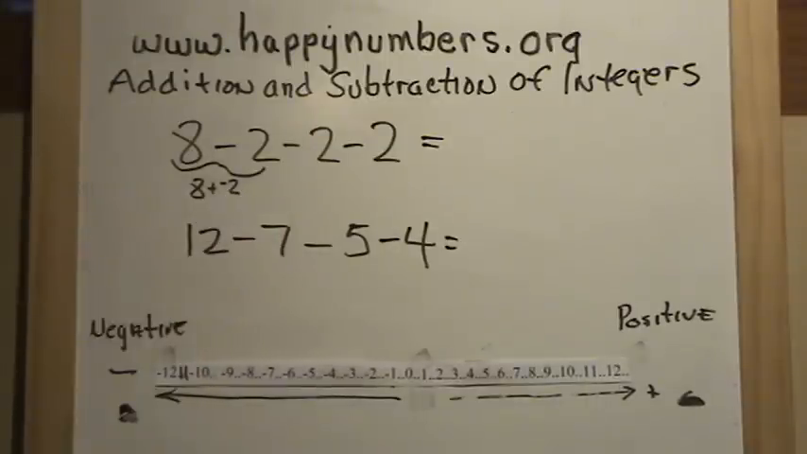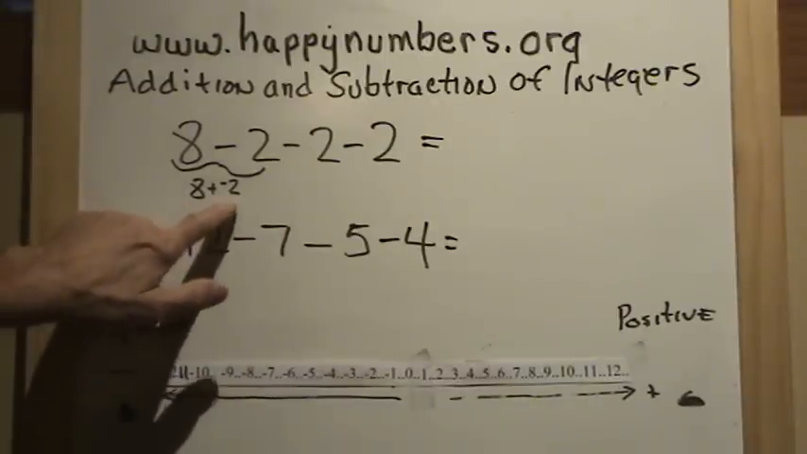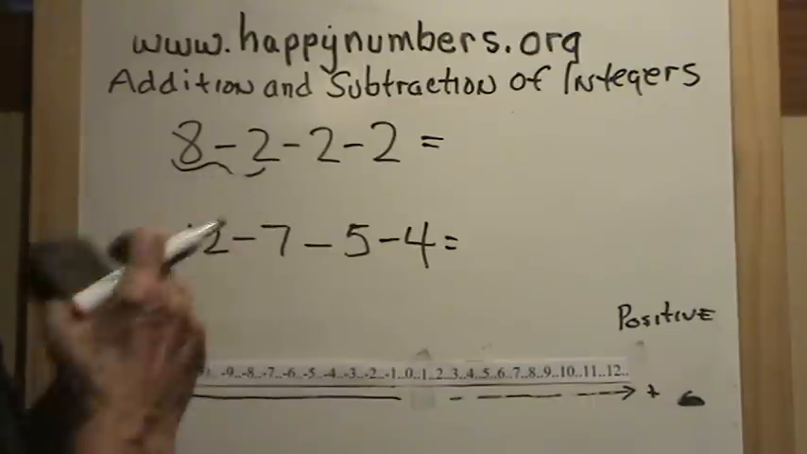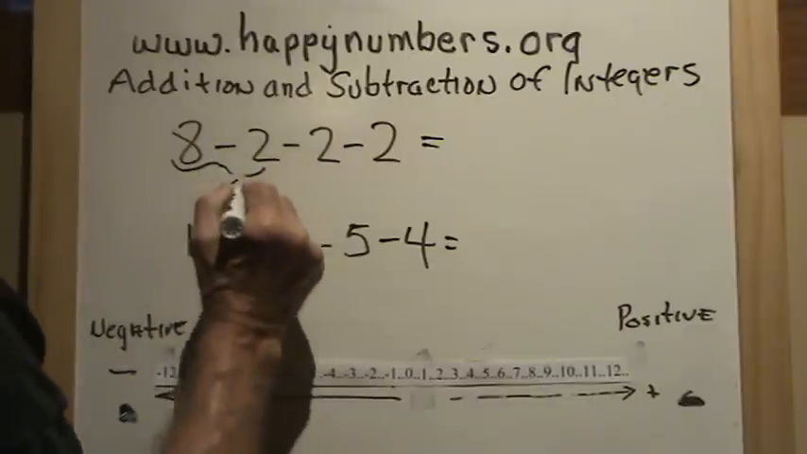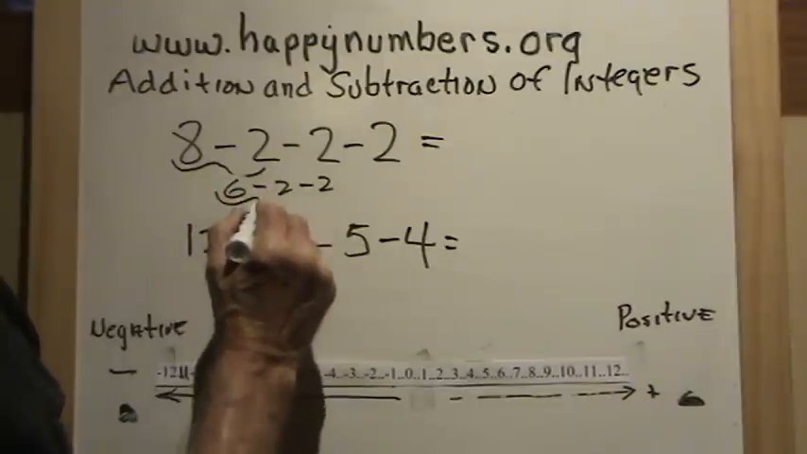Because I'm adding, and I take the smaller number away from the larger number. So if I take 2 away from 8, I have 6, and I use the sign of the larger number. So I know that'll give me 6. So now I have 6 minus 2 minus 2. Well, now I'm going to deal with this piece.